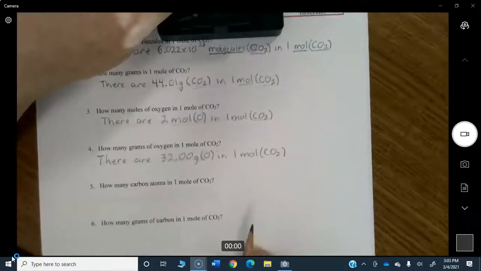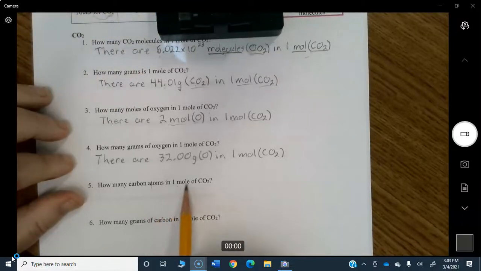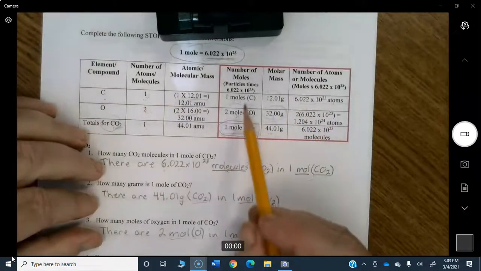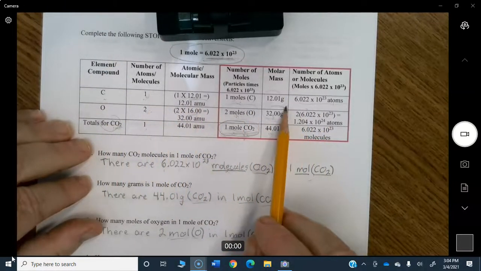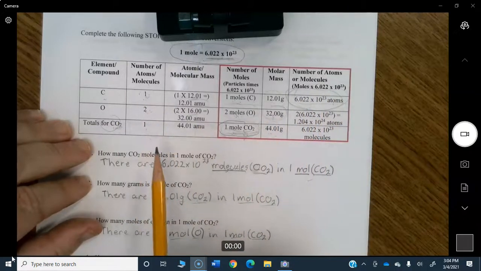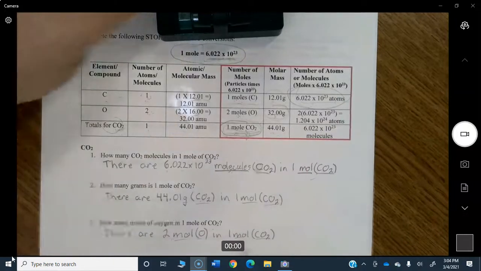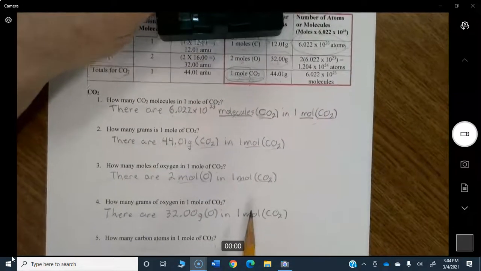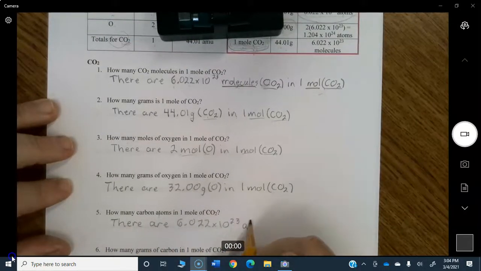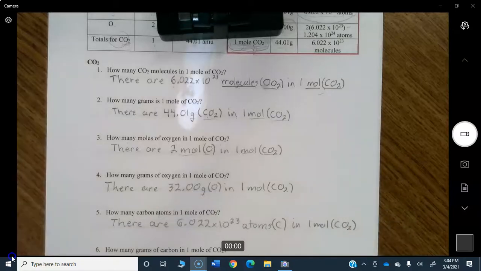Next question. How many carbon atoms in 1 mole of CO2? So we come up here. Again, 1 mole, everything here is referenced. So here's carbon. Go in the carbon row, and number of atoms is here. So it's that number. There's 1 mole of carbon for every mole of CO2, and a mole is 6.022 times 10 to the 23rd. But remember, notice, it's not asking you for moles. It's asking you for how many atoms. Okay, so there's that many, 1 mole of carbon in 1 mole of CO2, but there's that many atoms of carbon in 1 mole of CO2.